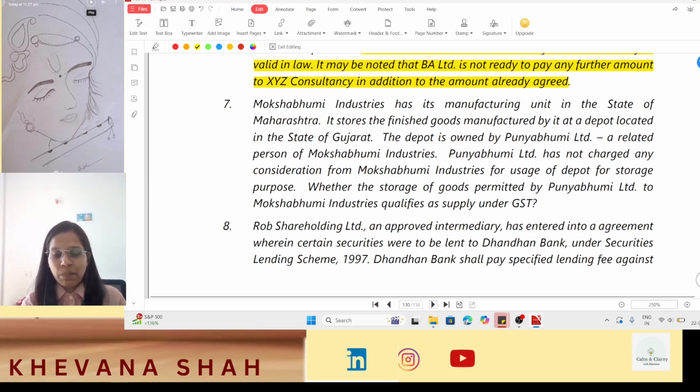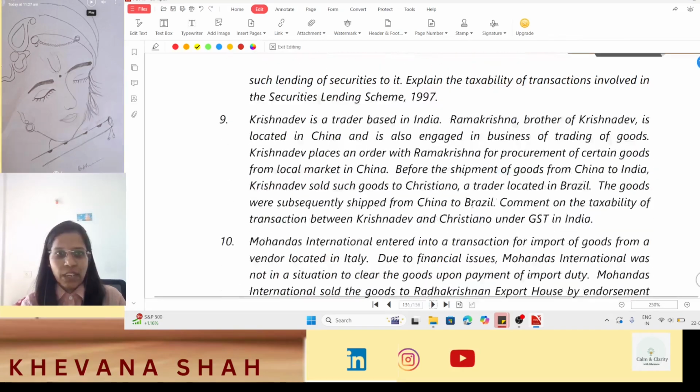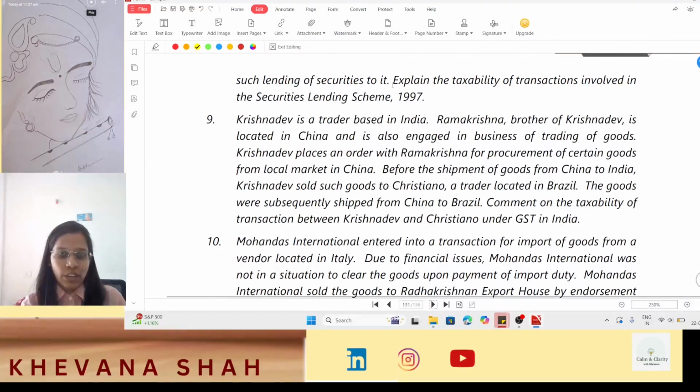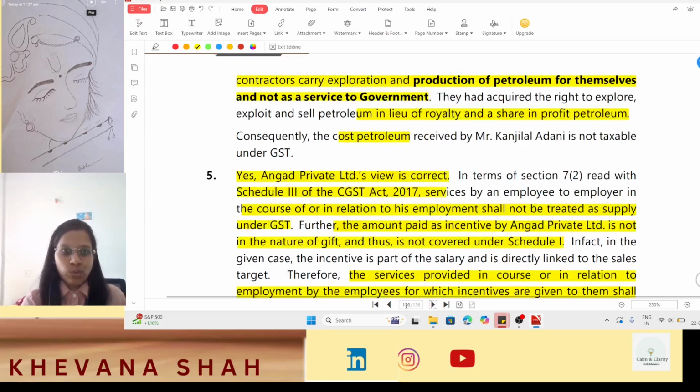Dhanbandhan Bank shall pay a specified lending fee against such lending of securities to it. Explain the taxability of the transactions involved. So here you will have two transactions.